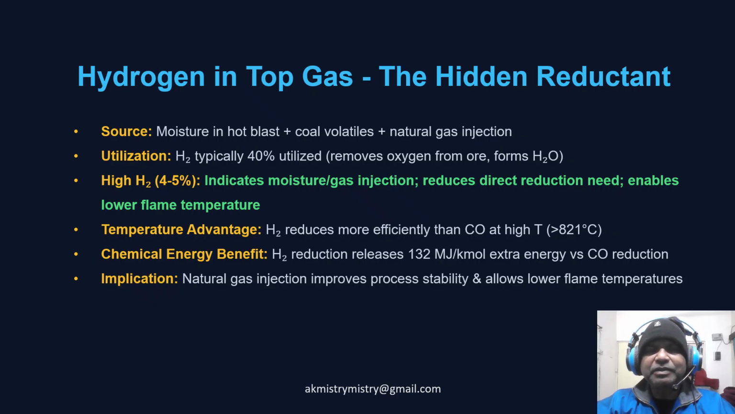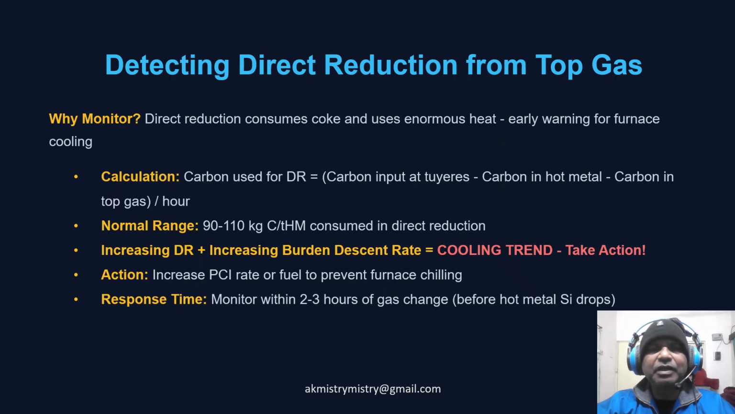Now detecting the direct reduction is very important for saving costly coke and heat. So detecting it early from top gas data is critical. The carbon used for direct reduction can be estimated as the difference between carbon input at the tuyere and the carbon that leaves in hot metal and top gas per hour. A normal range is about 90 to 110 kilograms of carbon per ton of hot metal consumed in direct reduction.